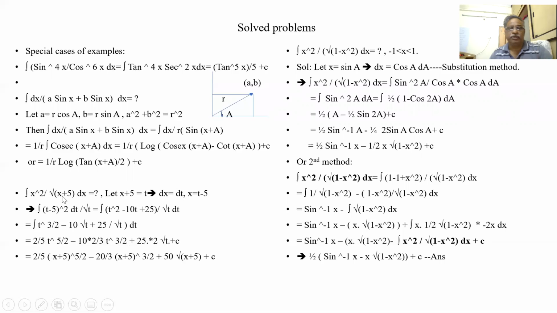So in such problems, always let us assume to put this as t. The denominator we have to convert into a single variable; both we are converting into the same t.